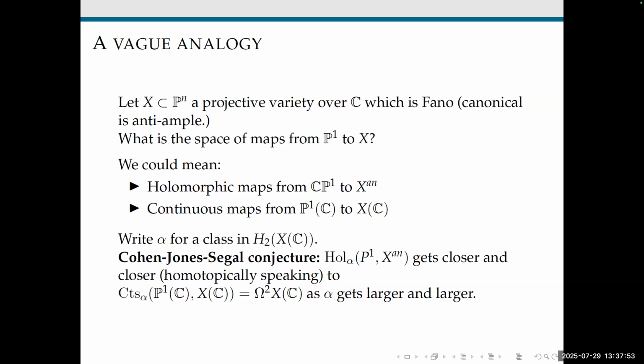So there's a philosophy in topology, which sometimes goes by the name of the Cohen-Jones-Segal conjecture, which is that if I look at holomorphic maps from P1 to this manifold, considered as an analytic variety, I can certainly take any such map and just forget that holomorphic structure exists, and just remember the topology and think of it as a continuous map.